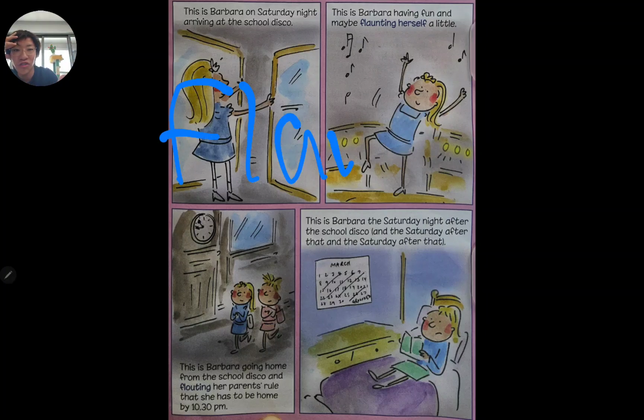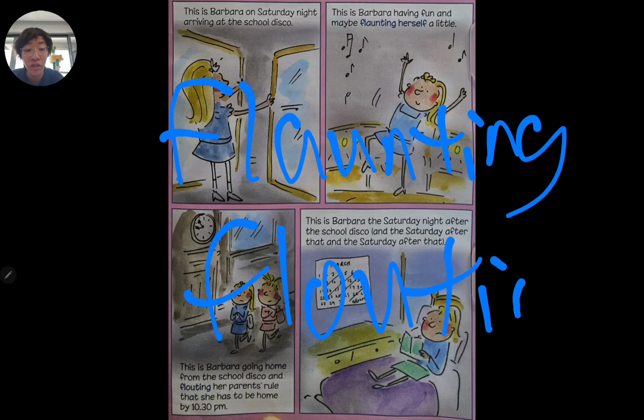Next up, we have the words flaunting as well as flouting. Now, when you're flaunting, that means you display something prominently, showing everyone else that you have it. Whereas when you're flouting something, that means you disobey a rule, a law, or a regulation. Which is something you definitely do not want to do unless that rule or regulation is unjust.